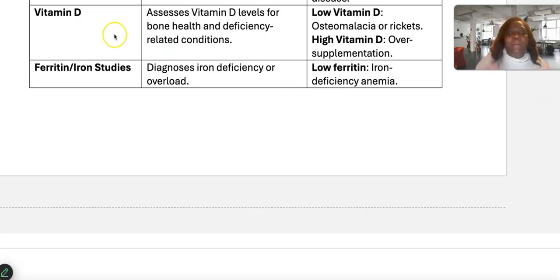Now, what about vitamin D? Vitamin D assesses vitamin D levels for bone health and deficiency-related conditions. When we have low vitamin D, what does it mean? It means osteomalacia or rickets. When we have a high vitamin D level, it means you are over-supplementing yourself, and that is not good. You have to tone it down. Let me tell you something about vitamins too. Not every vitamin is good. Too much of vitamins is bad, as a matter of fact.